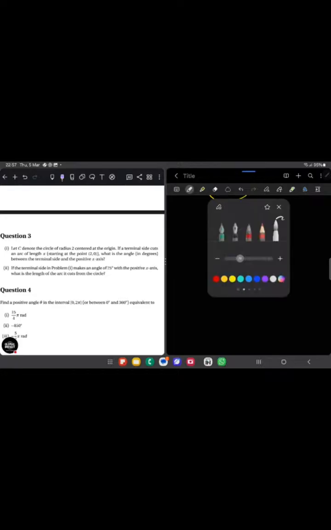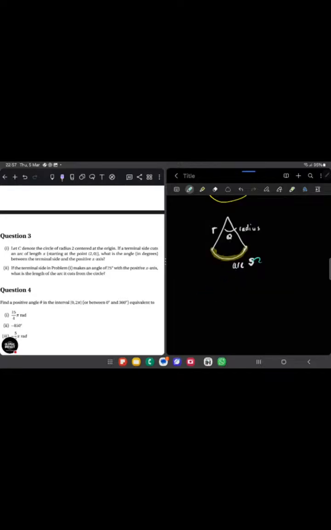We're going to write it like this. This length S, the formula says S is equal to R theta. This is the formula that is used to find it. So if you see here, they said, denote the circle of radius R at the origin. If a terminal side cuts an arc of length pi, so here we can say that S is equal to pi, R is equal to 2, then they want us to find theta. Theta is equal to question mark.